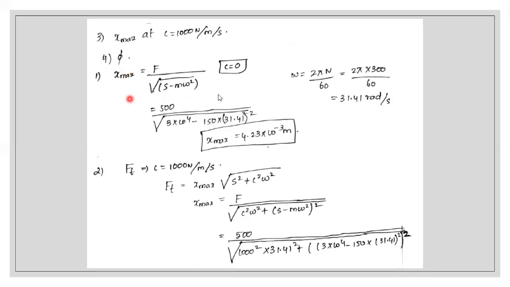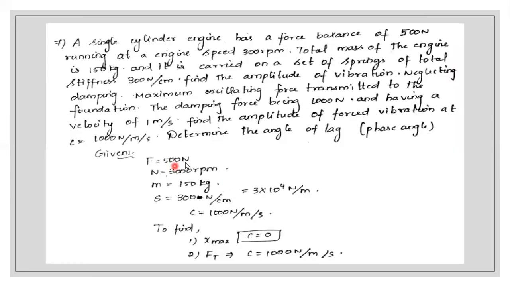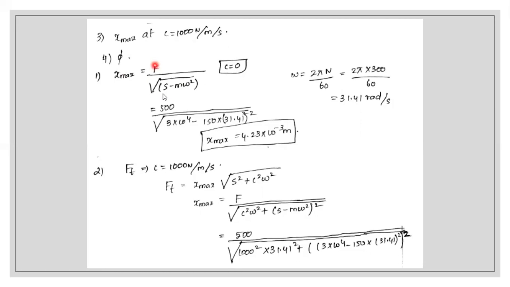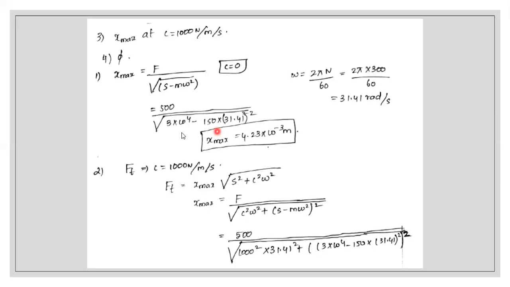So X max, if we neglect damping, means C will be equal to 0. Just substitute the value of everything, that is force, S, M, omega. Force value they have given us, 500 Newton. So substitute the force value. Stiffness you know, it is 3 into 10 power 4. And mass value you know. Omega we need to calculate.